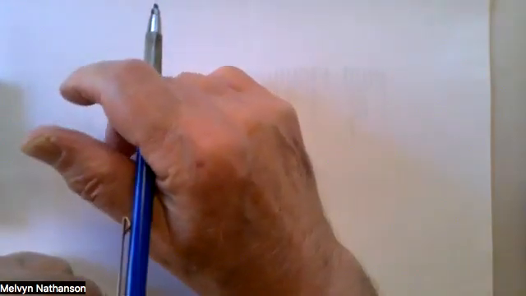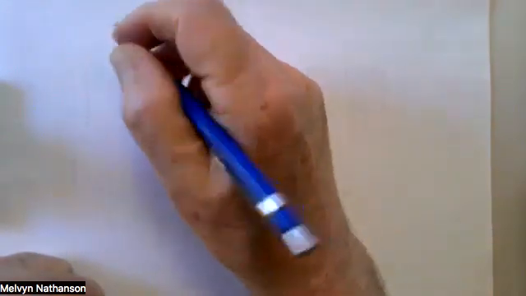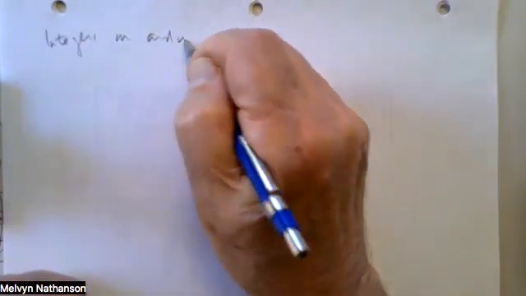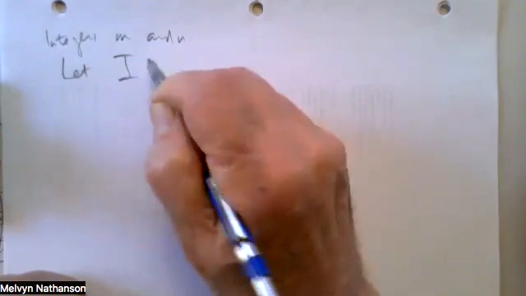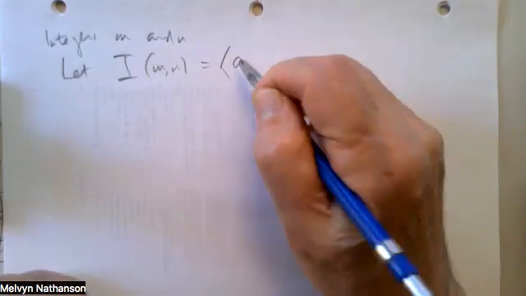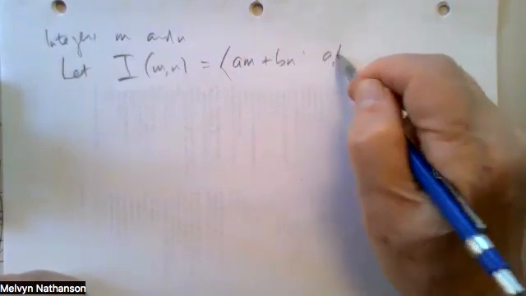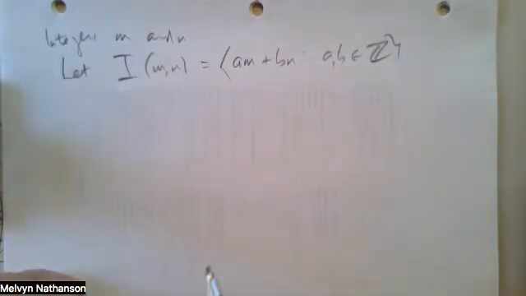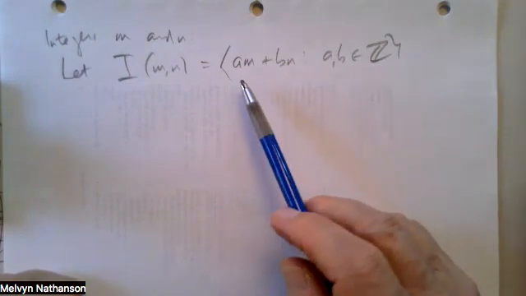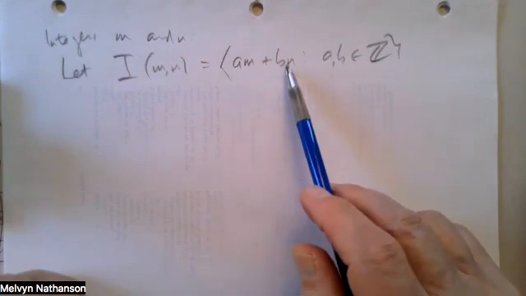So suppose we have integers m and n, and we define a set I of m and n, which is the set of every number you can write in the form am plus bn, where a and b run through the set of all integers. So this is what one would call a linear combination of m and n with integer coefficients a and b.